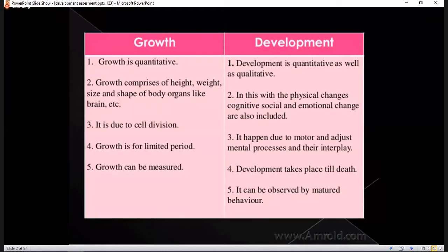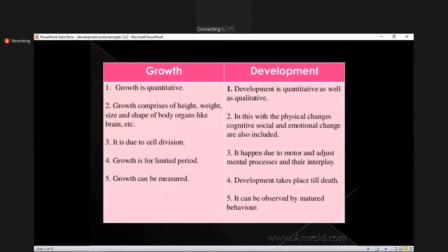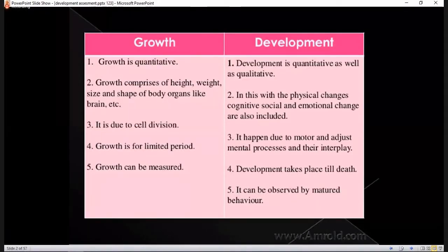So one should be very clear. Growth is different and development is different. Whenever the child is evaluated, it is evaluated for both growth and development. Weight, height, and all those things are not included in development. The child can have very good growth, but developmentally he may be lacking many things according to the age.